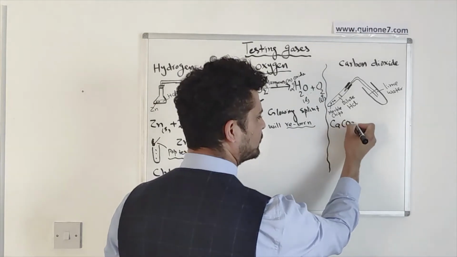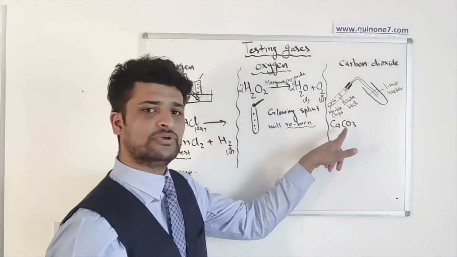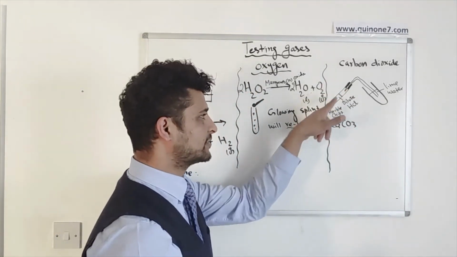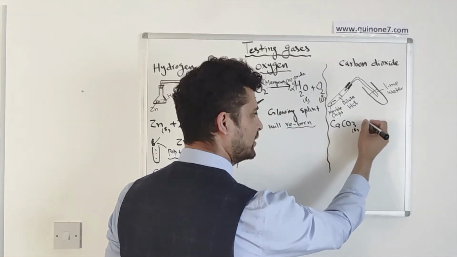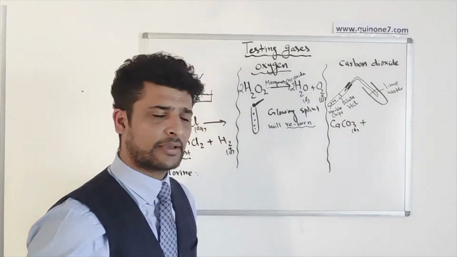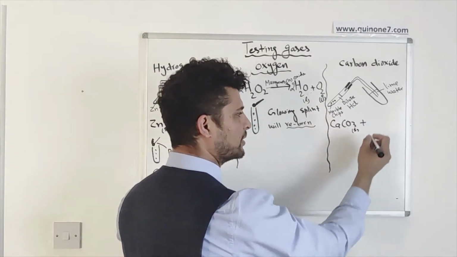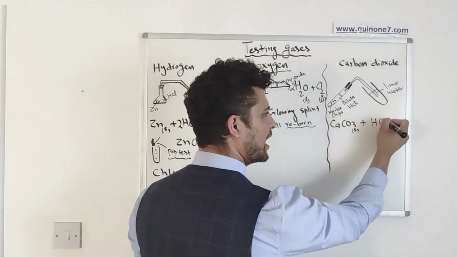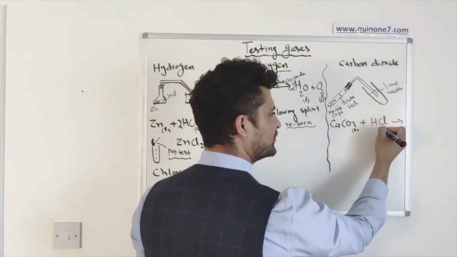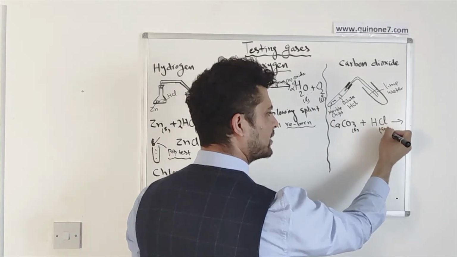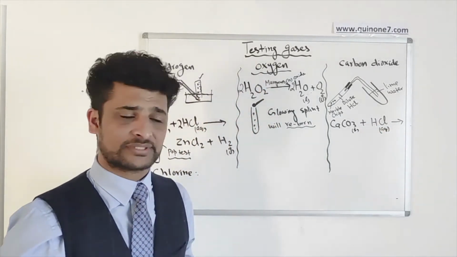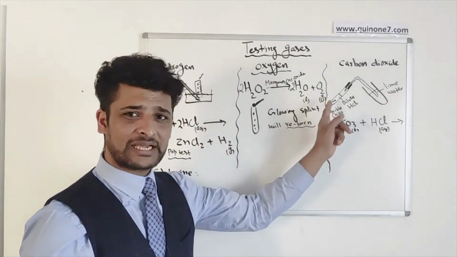So CaCO3, I'm going to put this CaCO3, calcium carbonate, inside this test tube. So that is solid. These are the marble chips. They are also called marble. I'm going to put HCl, a hydrochloric acid, which is diluted, and I put aq, meaning aqueous, with water. I'm going to put that in there.